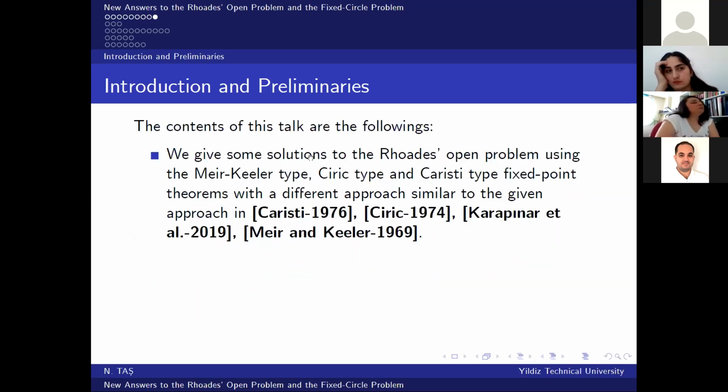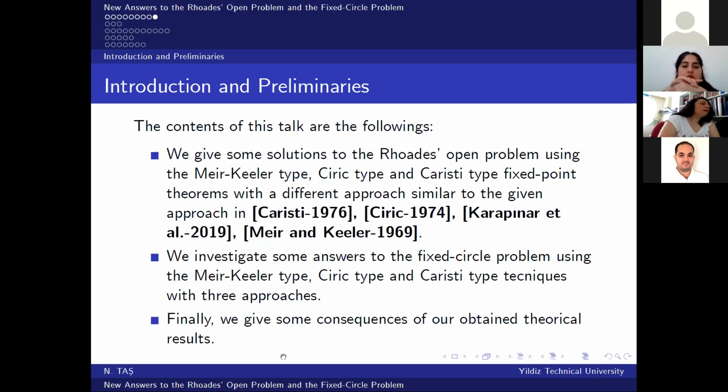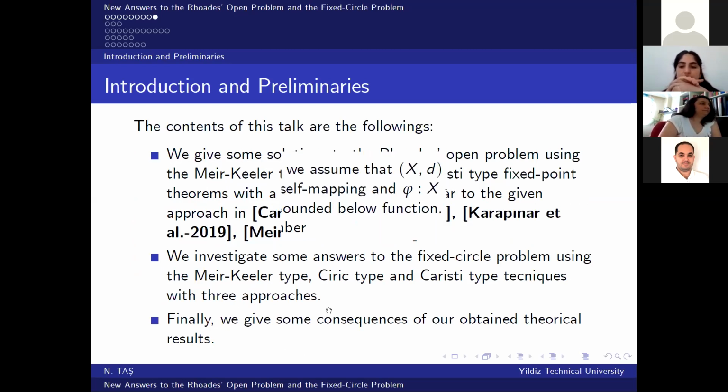The contents of this talk are the following. Firstly, we give some solutions to the Rhodes open problem using the Meir-Keeler type, Suzuki type, and Ćirić type fixed point theorems, with a different approach similar to the approach given in these references. Secondly, we investigate some answers to the fixed circle problem using the techniques with three approaches. Finally, we give some consequences of our obtained theoretical results.